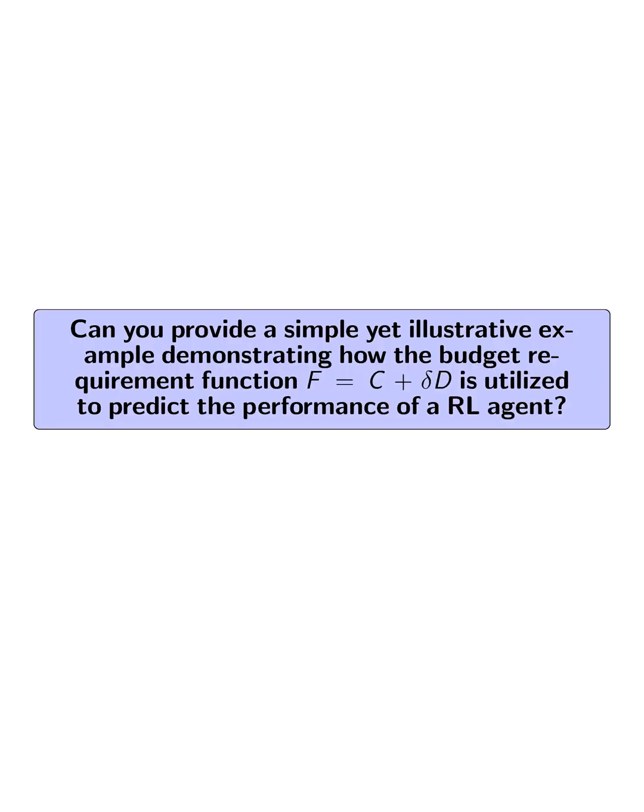Can you provide a simple yet illustrative example demonstrating how the budget requirement function F equals C plus delta D is utilized to predict the performance of a RL agent?